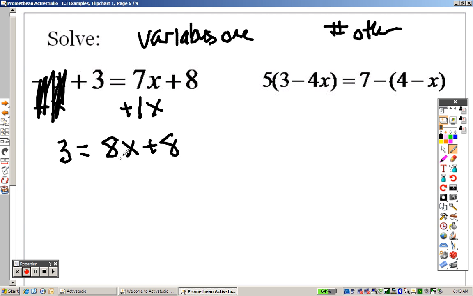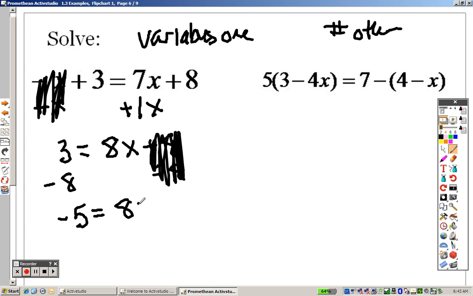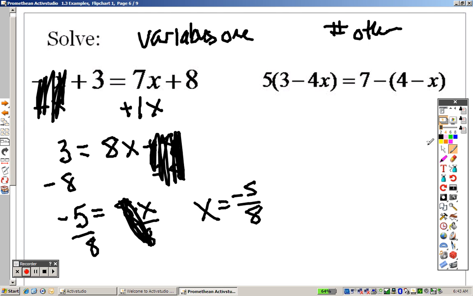Now that I have my variables all together, let's get my numbers all together. So I'm going to subtract 8 on both sides. Means that's gone. So I have negative 5 equals 8 times x. Since it's multiplication, I'm going to divide by 8 on both sides. That's gone. So very simply put, I get negative 5 over 8 as my answer.